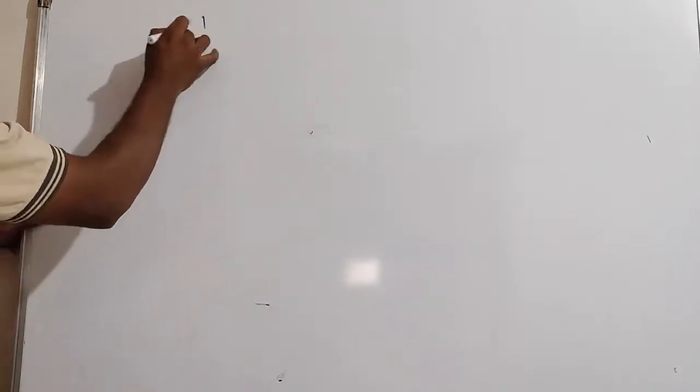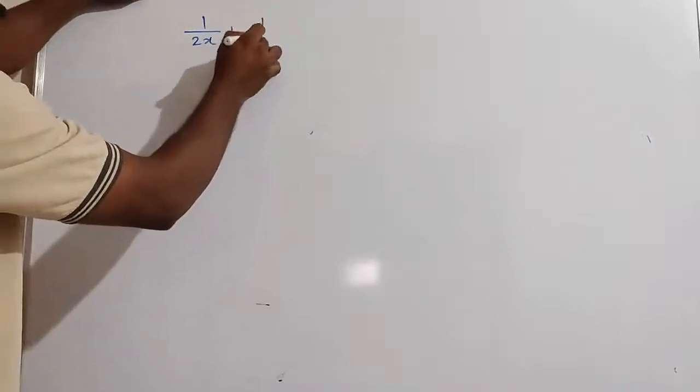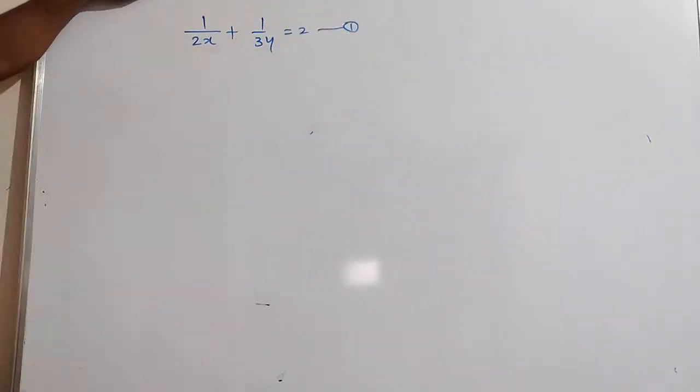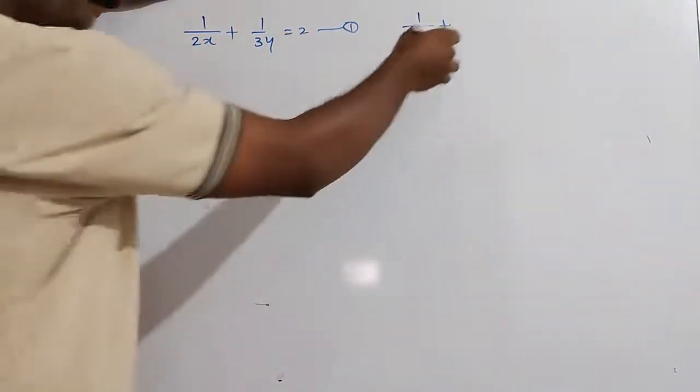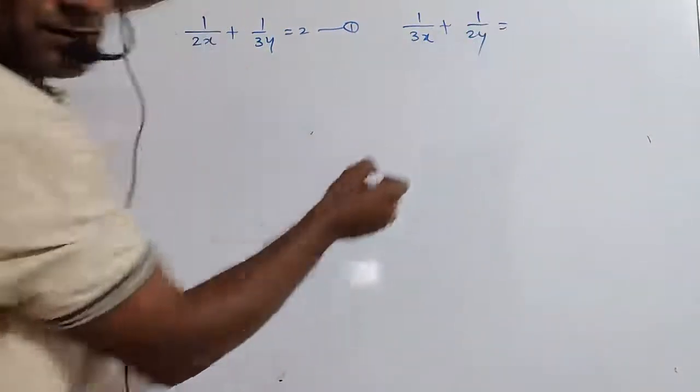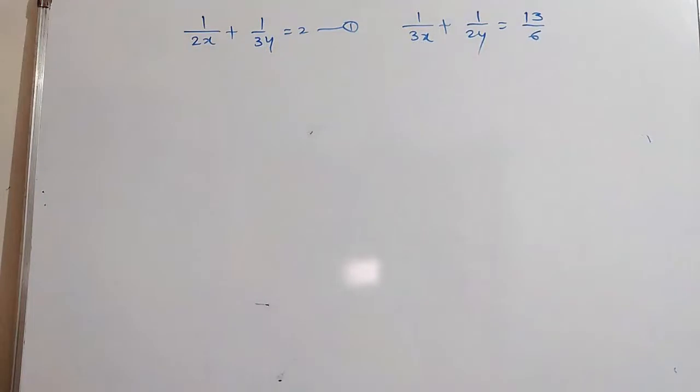This is the concept here: the equations which are not linear, we have to convert them into linear equations and solve. For example, 1 upon 2x plus 1 upon 3y is equal to 2 is the first equation, and 1 upon 3x plus 1 upon 2y is equal to 13 by 6 is the second equation.